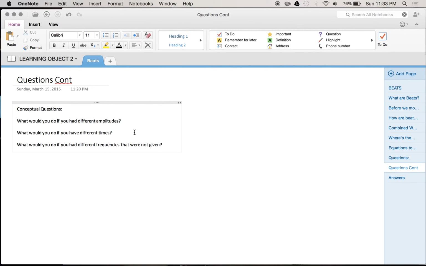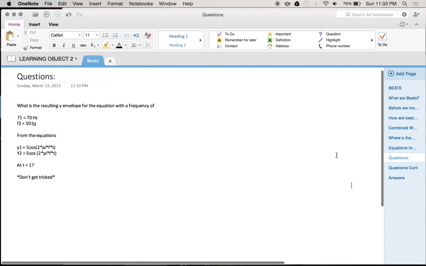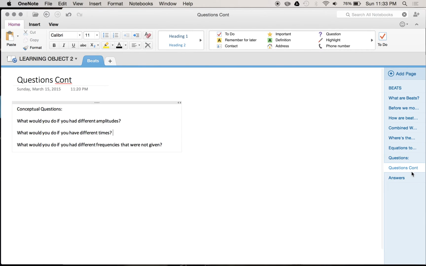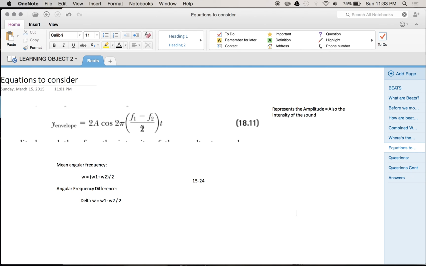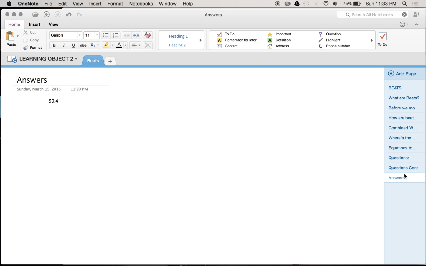And what would you do if you had different times? Well, we were talking about this to be at the same time, so you'd have to have the same time, otherwise it wouldn't work. What would you do if you had different frequencies that weren't given? Well, in that case, you'd have to figure the frequencies out from the different givens that you see over here. So if you had this, and you had your time, you'd have to figure out your frequency for one equation, figure out your frequency for the other equation, and then use the formula over here to figure it out. You also have to have the same amplitude there. So I hope that helps.